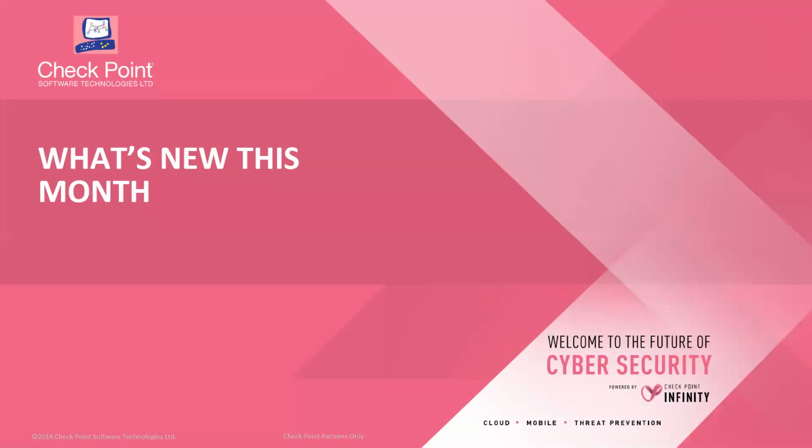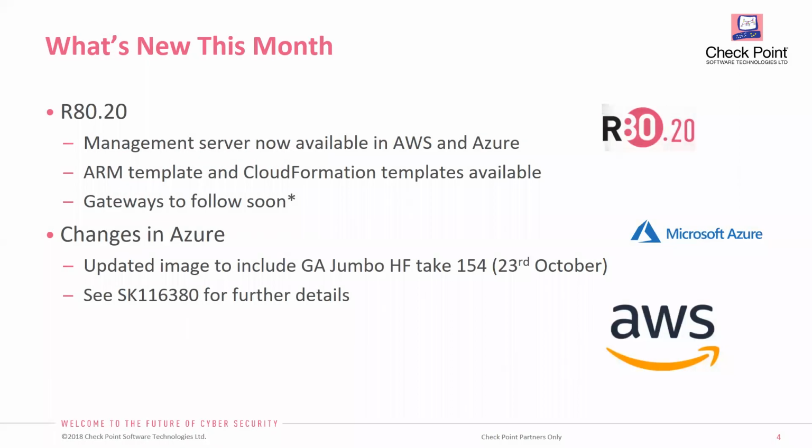Okay, so what's new this month? Plenty going on actually. The first big one really is to mention that R8020 management is now available in both AWS and Azure from the marketplace. And because of that, the ARM templates and the CloudFormation templates have been updated to reflect this. So when you go in and pick versions and things like that, you will see R8020. This is obviously a big step forward for us, really. The gateways will follow soon. The asterisk is to say that soon is a fairly movable feast. Hopefully weeks rather than months. But I'm led to believe that it's not going to be too far behind.